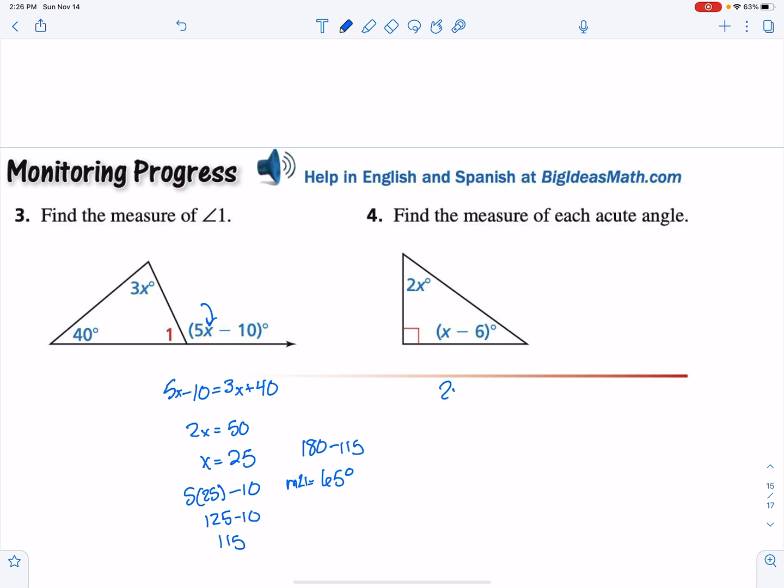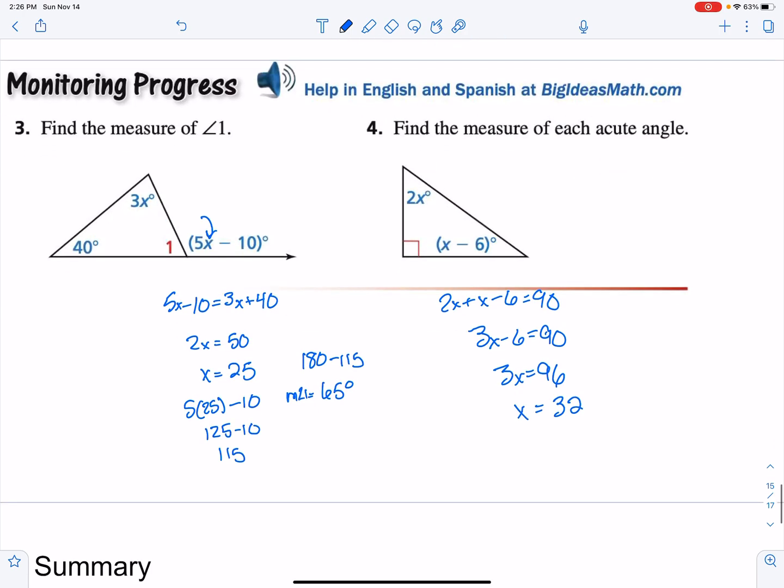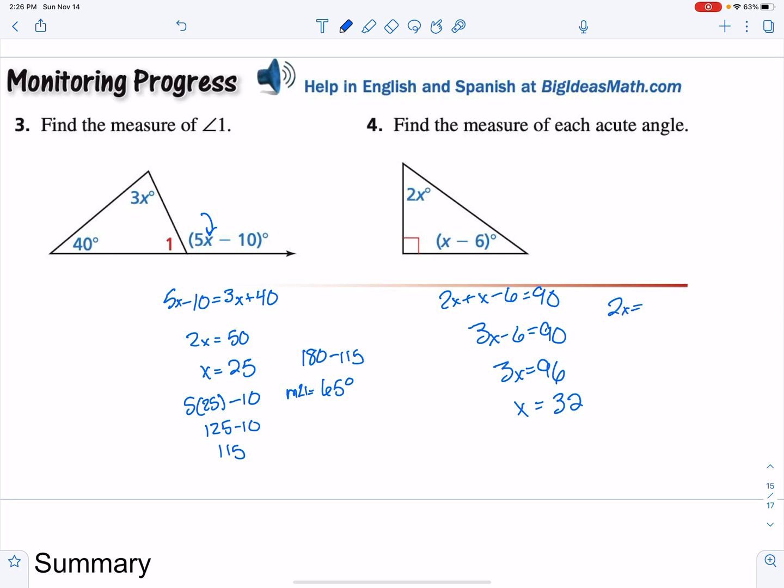Next one, I know that those two have to add up to 90. And it wants the measure of each acute angle, so we'll plug that in. 2x equals 64 degrees, and x minus 6 is equal to 26 degrees. And again, the sum of those should also be 90, so make sure they are, because if they're not, something is not right.